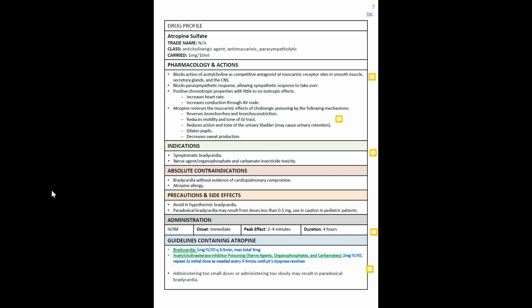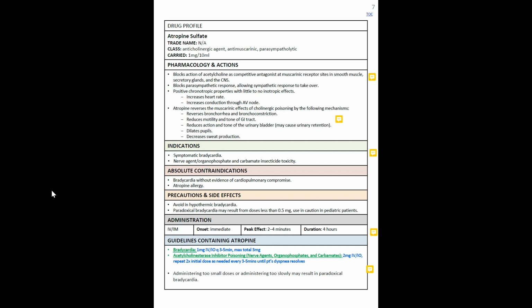But we would give it for patients who are symptomatic, exhibiting one or some of these: altered mental status, chest pain, heart failure, seizures, syncope, maybe shock states, hypoxia, diaphoresis, to name a few. So, some absolute contraindications of this is like bradycardia without evidence of any type of cardiopulmonary compromise, and then an atropine allergy.